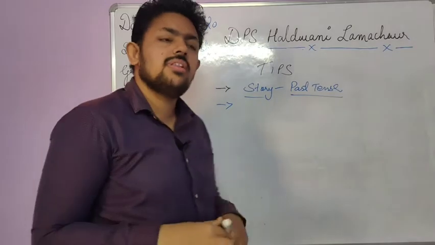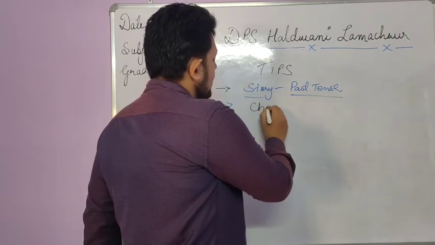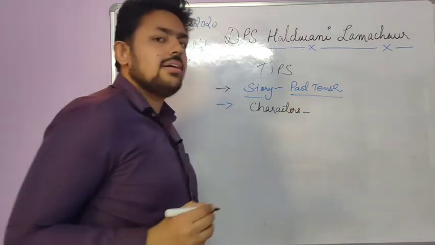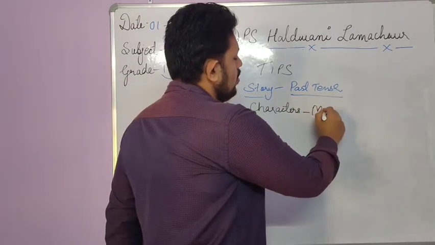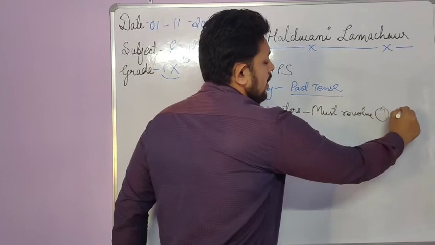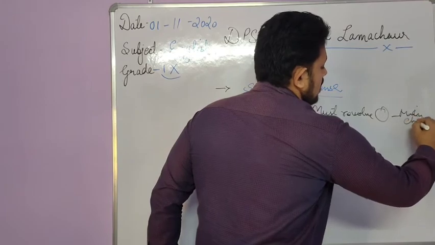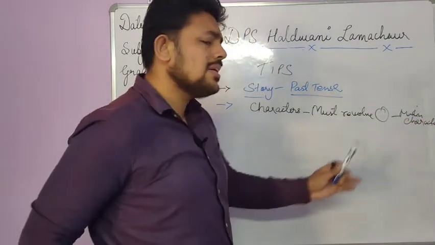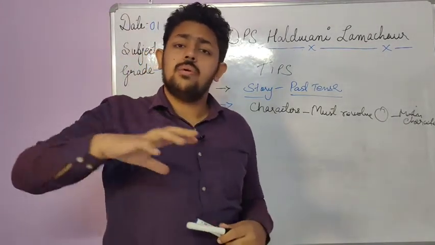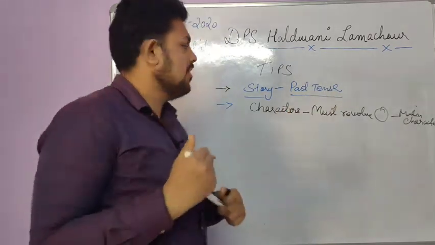Second, a very important thing to remember: characters. The story must revolve around the main character. You must be decisive about who the main character of the story is. Suddenly you will not change. In the beginning it will feel like he is the main character, then suddenly you will remove him from the story. That will not be done.